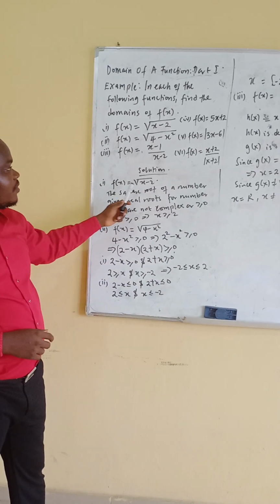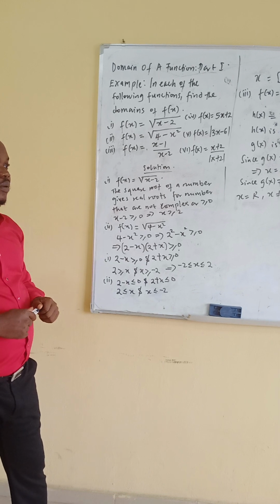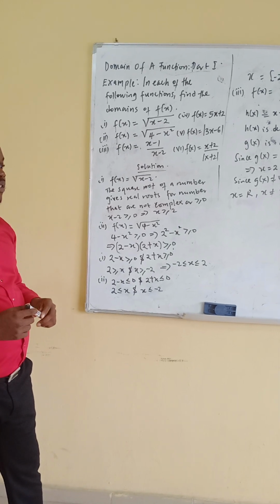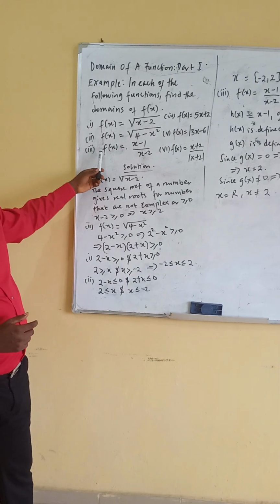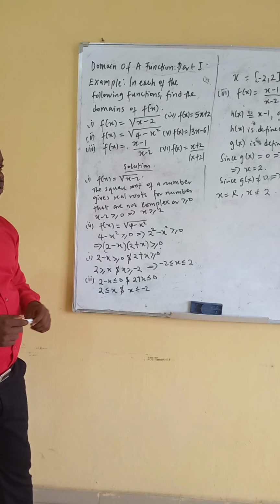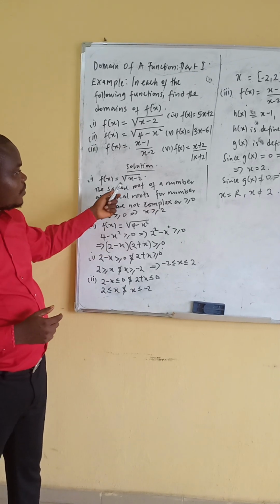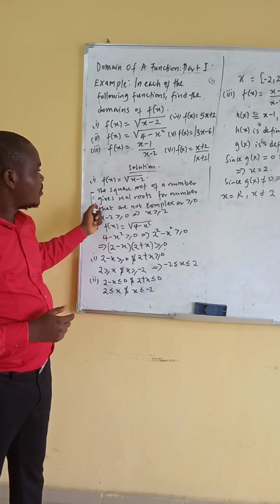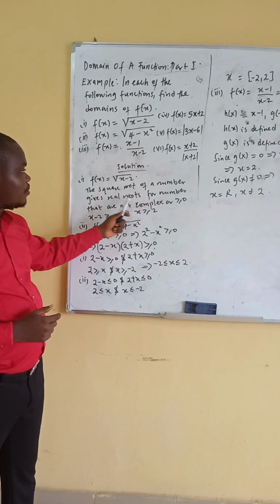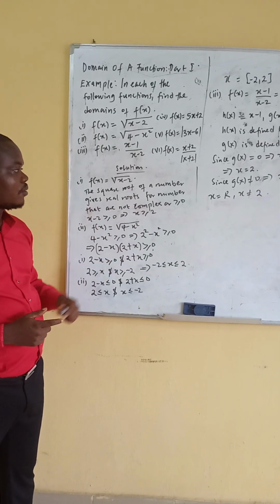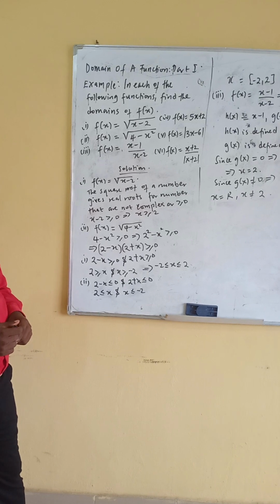Solution. f of x is defined by root x minus 2, and we're looking for the set of values of x for which this function is defined. This set of values of x, we're looking at in terms of real numbers. The square root of a number gives a real root for numbers that are greater than or equal to 0.